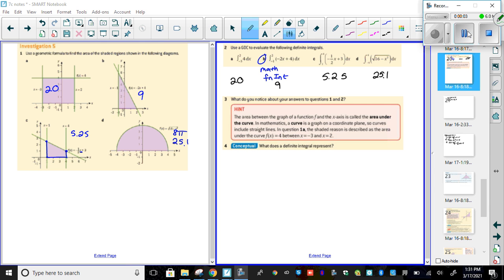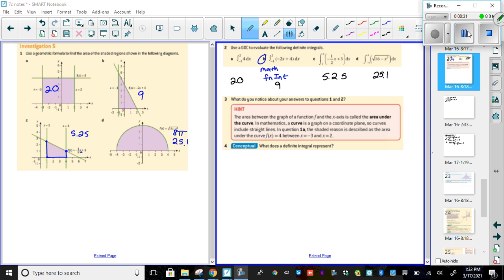Look back at what we did yesterday. So you guys did the areas, okay, with your basic area formulas. And then you learned how to use your calculator, and you learned how to put those integration pieces into your calculator. Are you able to do both of those things? Okay, good. So now, part 3 here, what do you notice about your answers to questions 1 and 2?